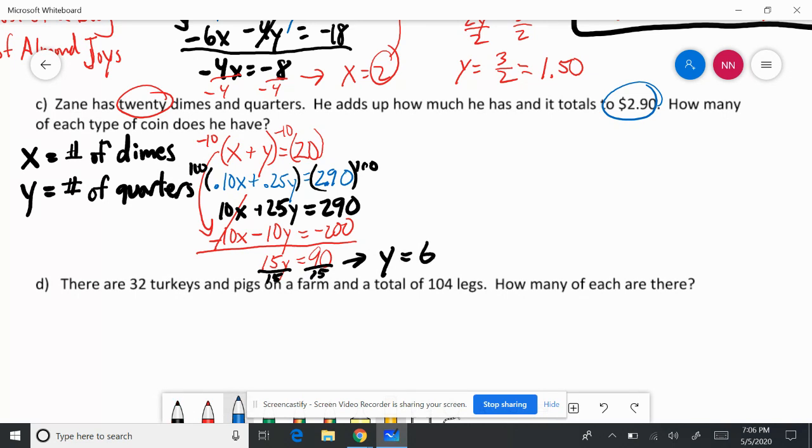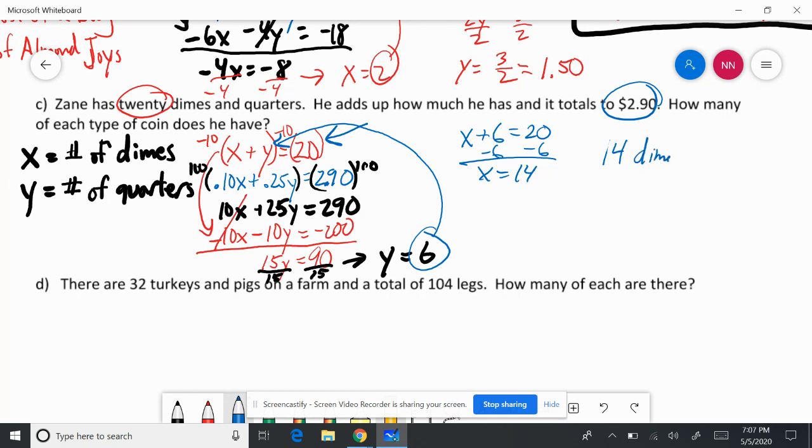Remember, I'm going to pick one of the equations. The first one definitely looks easier. So I'm going to take the 6, and I'm going to plug it into the y in the other equation. So I have x plus 6 equals 20. Solving for x, I'm going to subtract the 6, and x is equal to 14. So that means that there are 14 dimes, and there are 6 quarters.